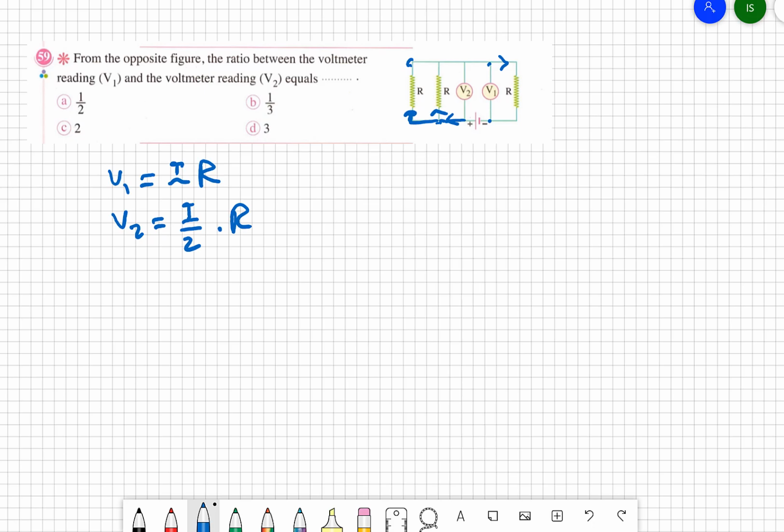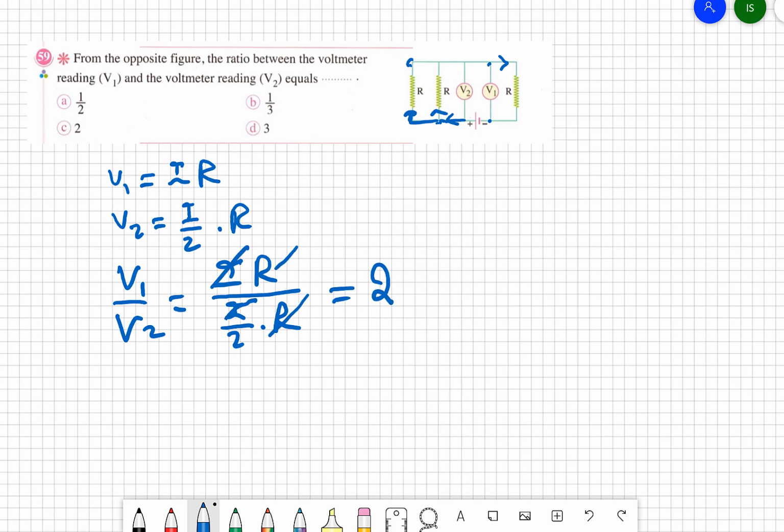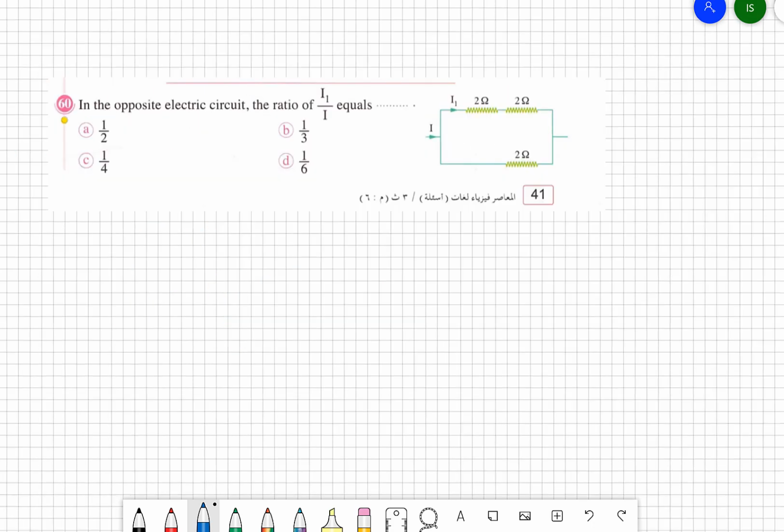What does he need? He needs the ratio between the voltmeters, V1 over V2. V1 is I R over I over 2 times R. R goes with R, I goes with I. 1 over half equals 2. So the answer is 2. Let's move to the next.